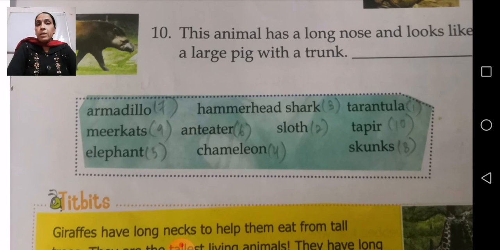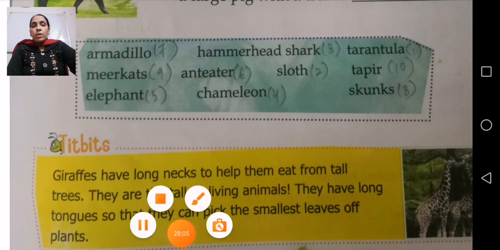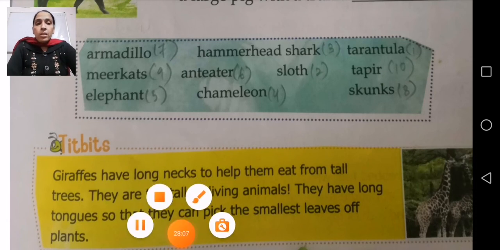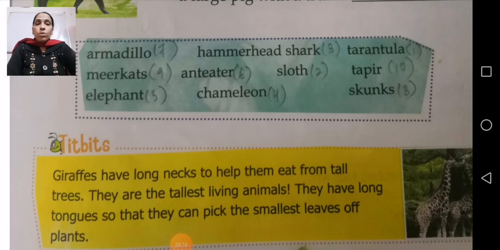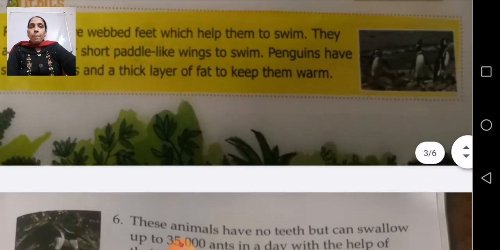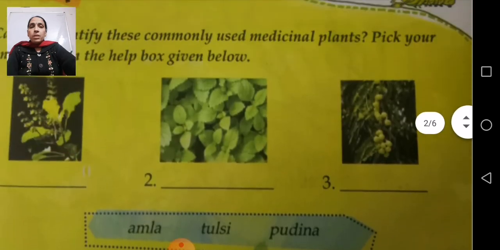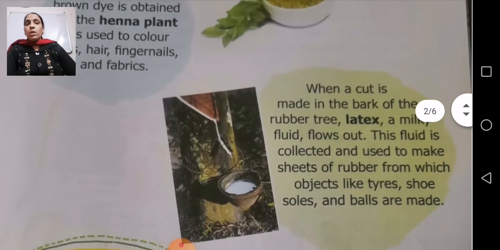That is Awesome Animals. This quiz is given in your book itself. From there also you are going to revise. So now children, what we are going to do next. We have already finished the first chapter. What was the first chapter? This chapter is Awesome Animals, and before this we have Useful Plants.